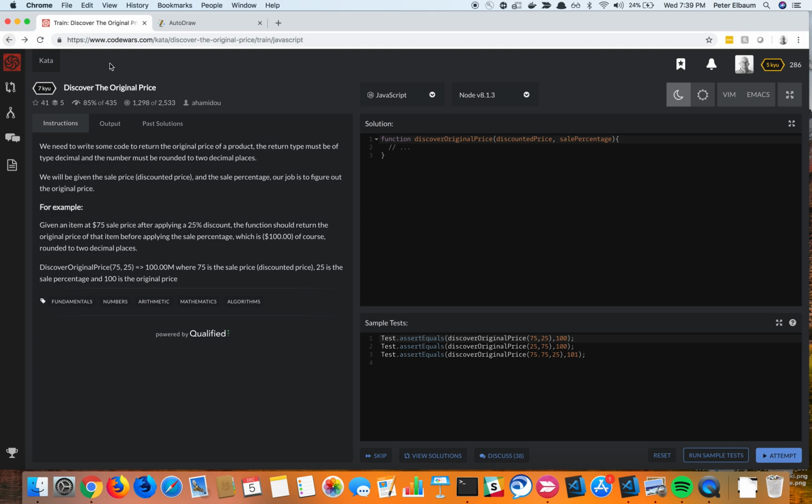So the point is that you have a set of products and you want to write an algorithm that will tell you the original price. So in the example, if the item is currently selling for $75 and there's a 25% discount, the original price would be $100. But we want to write this algorithm that'll tell us whatever the case is for whatever inputs we give it, those being discounted price and sale percentage.